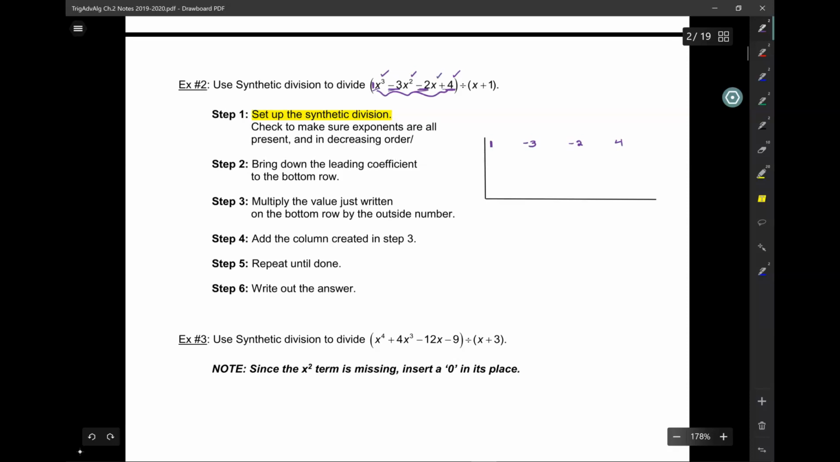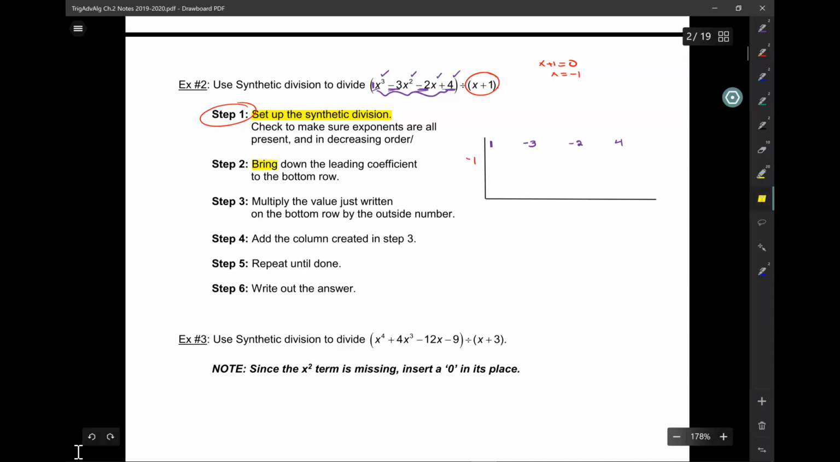Okay, what goes outside? I take x plus 1, set it equal to 0, x is -1, that -1 comes out there. So all this is step 1 of setting up the synthetic division. Okay, so now I'm set up. Now I can go into the second step.